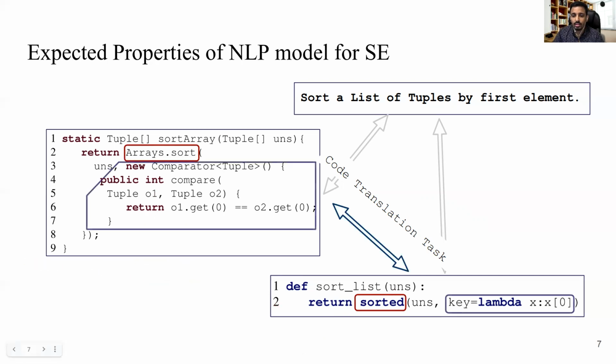Also, the model needs to understand that instantiating a Comparator object in Java is semantically similar to the lambda expression in Python. Such analogies depend on how these APIs are implemented, and these analogies are beyond the syntactic and semantic properties of the programming language.